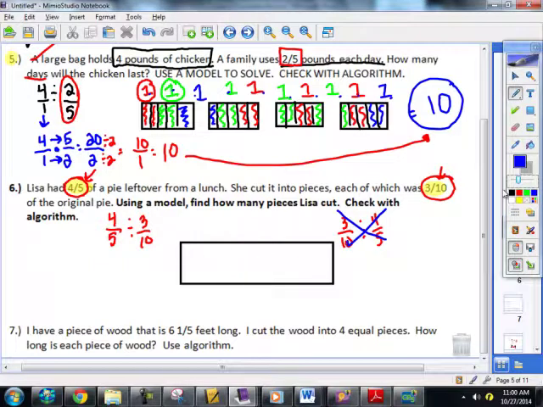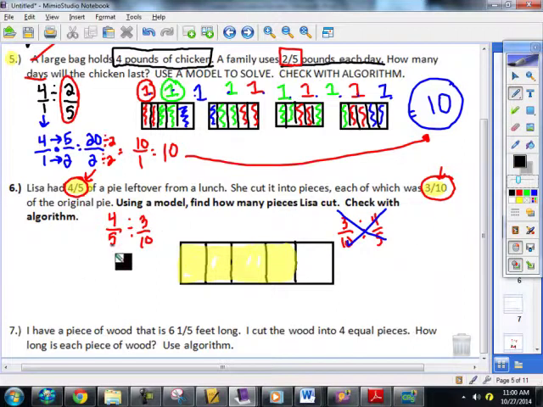So first step, as you guys always do, model the dividend. So here we go. The dividend is 4/5. That's how much pie I have. 1, 2, 3, 4, and 5. Okay, we've got to shade 4 of them because we always have to model the dividend. We've actually got to model it. You can't stop with just putting them into fifths. You actually have to shade the 4 of them.